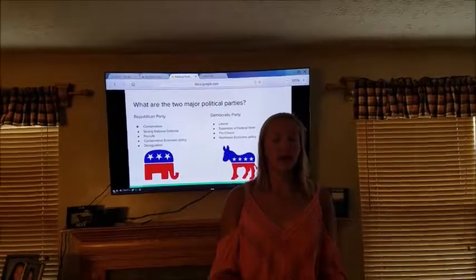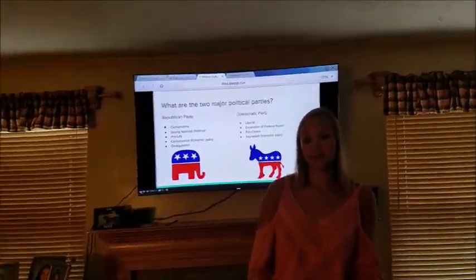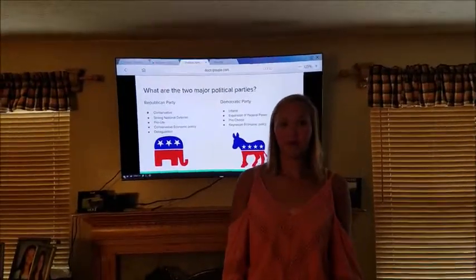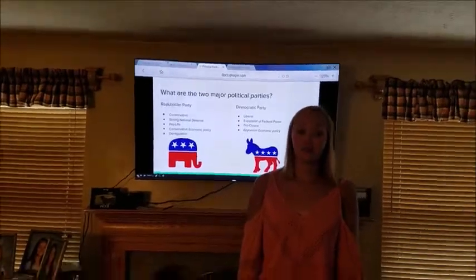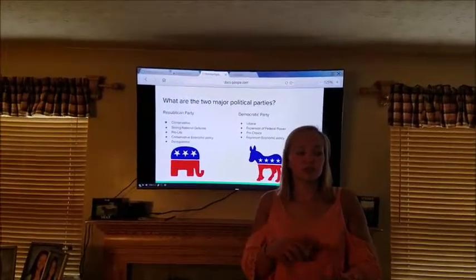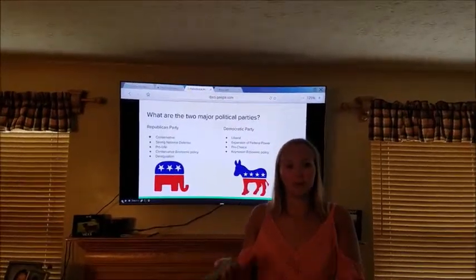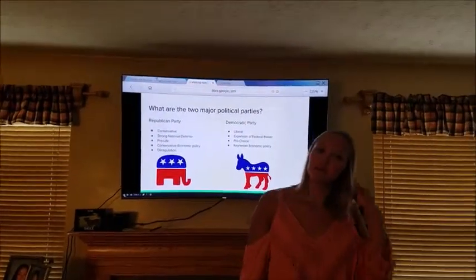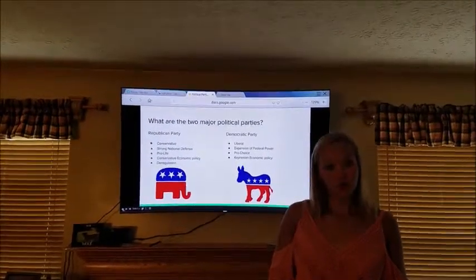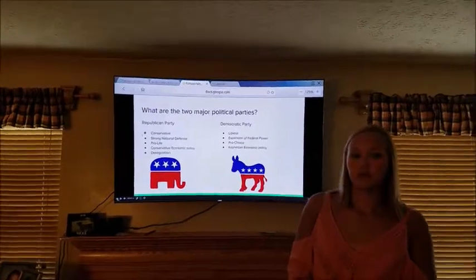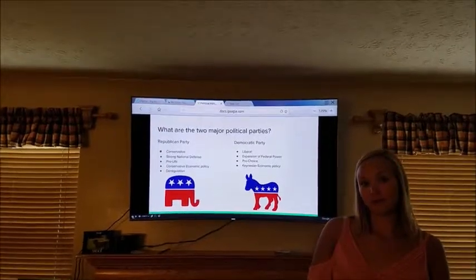The next big era of change in the political party system was the 1930s during the Great Depression, specifically FDR's presidency. FDR was really for the social initiatives to help bring the economy up out of the Depression. So with his New Deal program, he introduced programs such as Social Security and welfare.